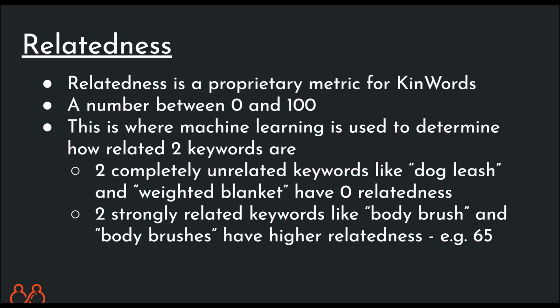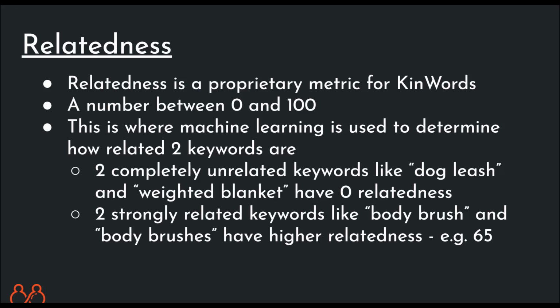The second metric is relatedness. Relatedness is a proprietary metric for KinWords. Just like the other two, it's a number between 0 and 100, 100 being great, 0 being really bad. And this is where machine learning is used to determine how related two keywords are.